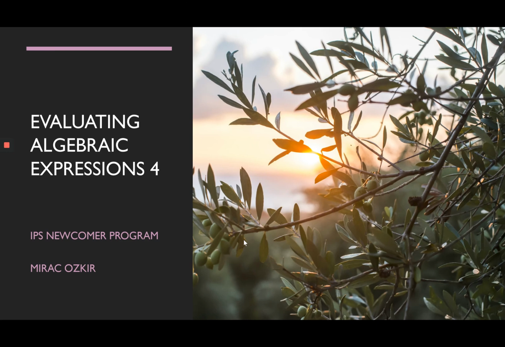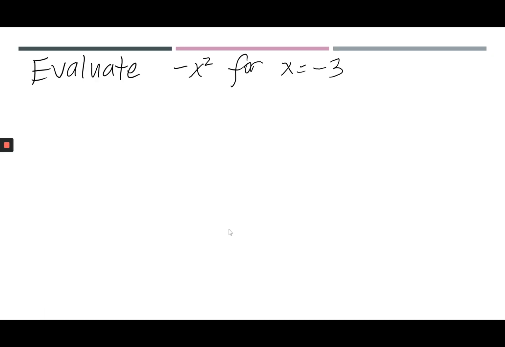Very first question is: evaluate negative x squared for x equals -3. So first, we just need to remember that we are going to substitute -3. And if you don't use parentheses, you are actually taking a big risk. You can make a mistake. Negative comes from the question, and instead of x, I'm going to use -3 and then squared.